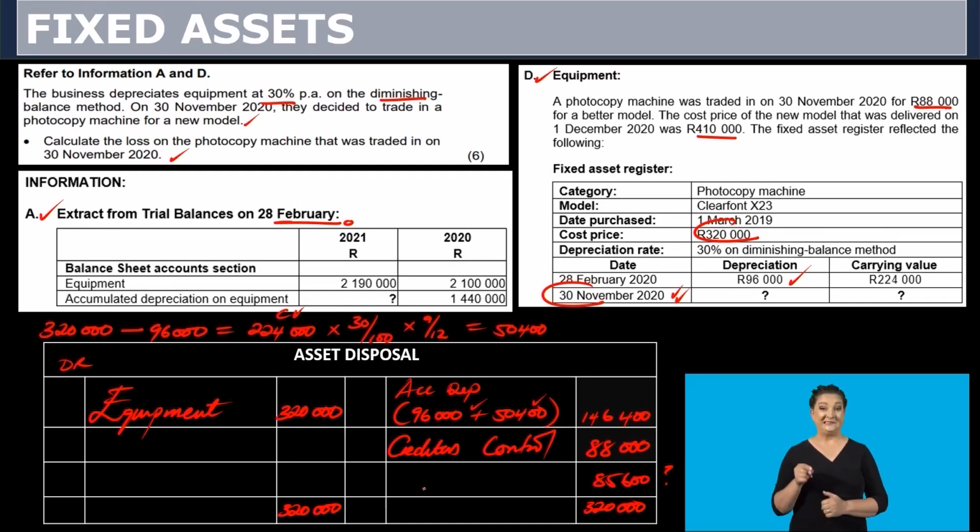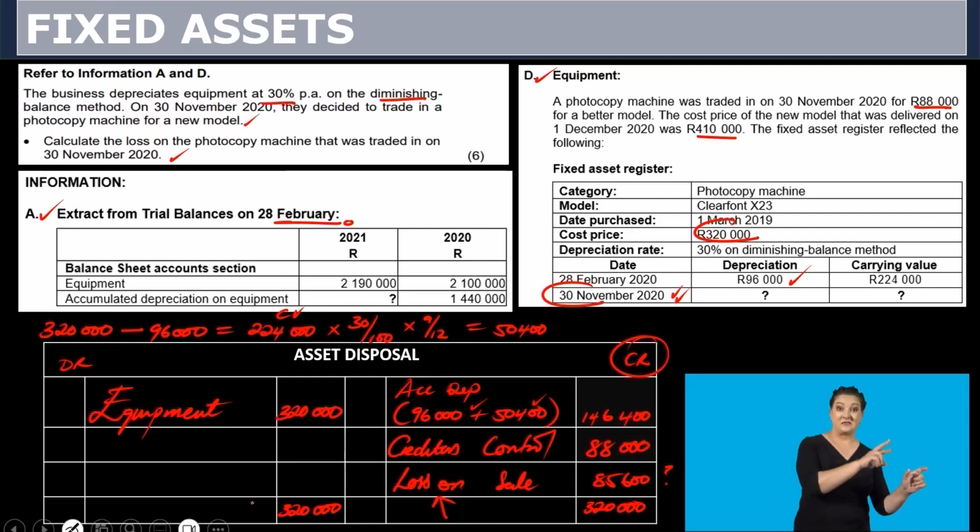85,600. Then I call that loss on sale. Okay, I could have said profit and loss. All right, very correct. But what I wanted you to understand is that once the amount is on your credit side, it is a loss on sale. If it was on the debit side, then it would have been profit on sale.